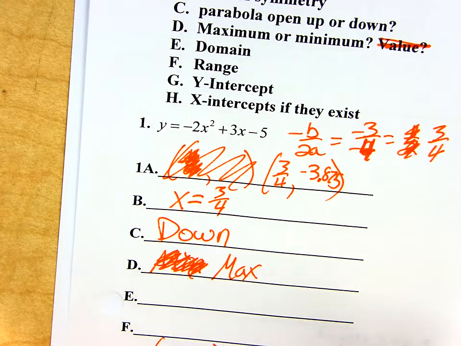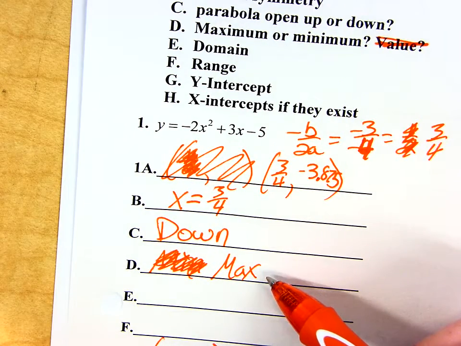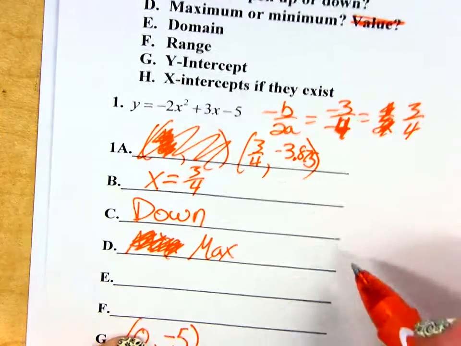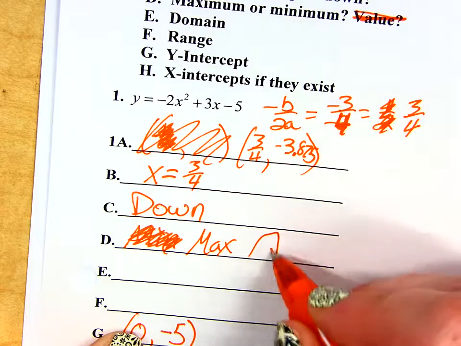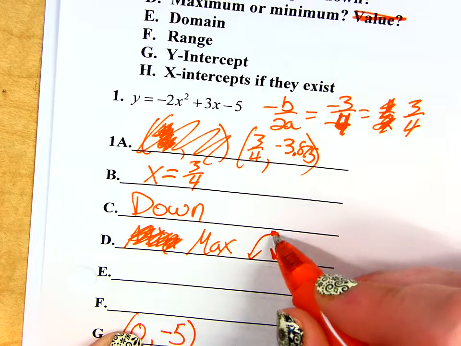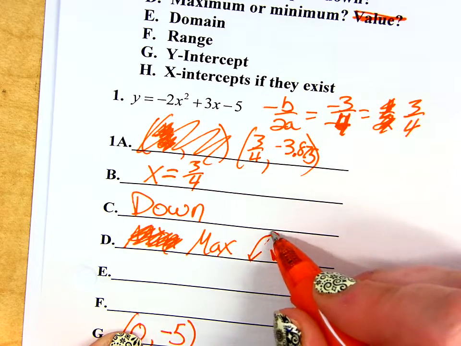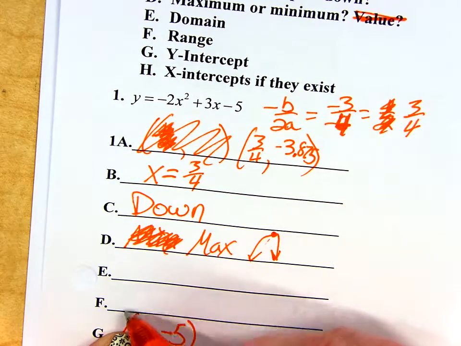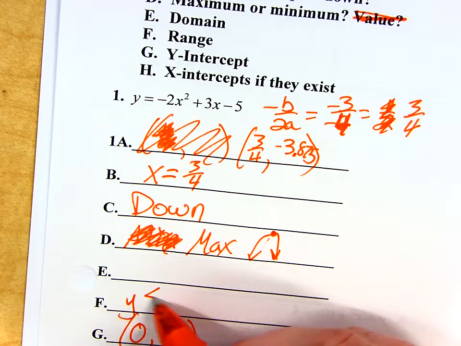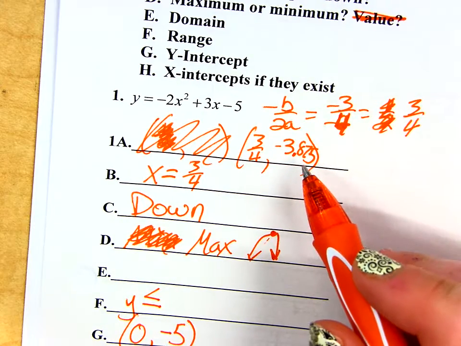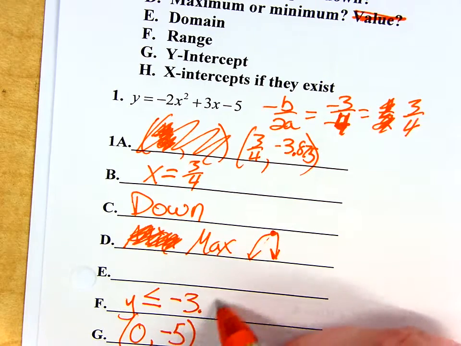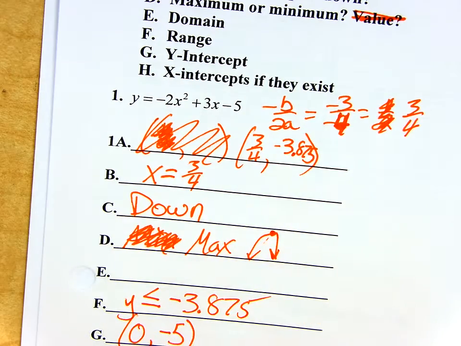So remember how we do it. We look if we have a max or a min. If it's a max, right? Sometimes it's helpful to kind of draw it. A max means I have it down like a frown. So the range is going to be, that's the highest I'll ever get, and I'll get everything below it. So I want y to be less than or equal to whatever the y coordinate of my vertex is, -3.875. Awesome, so that one's done.